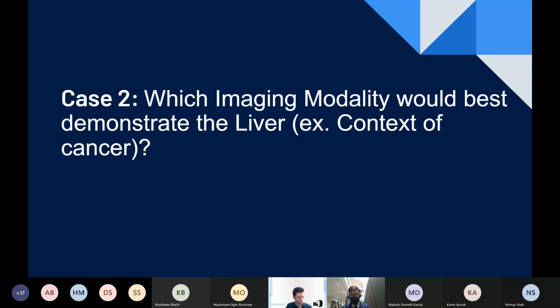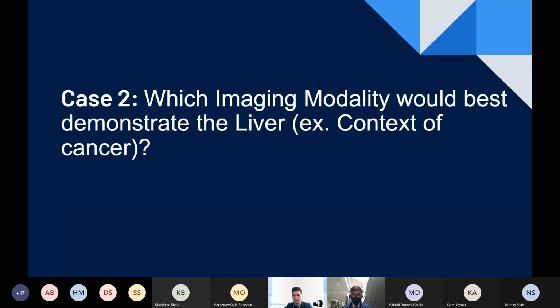Case 2, let's talk about this one. So, which imaging modality do you think would be best to demonstrate the liver? And let's say just in the context of cancer. So if a clinician or researcher is looking for cancer in the liver, what might be an imaging modality that would be good for them to use? Feel free to take a couple seconds, think about it.